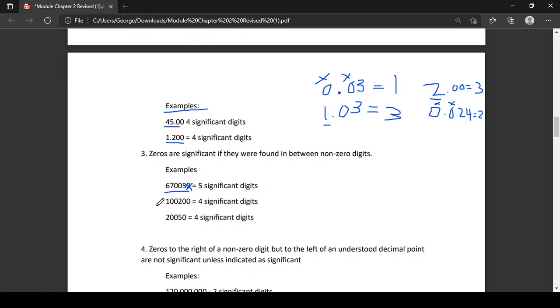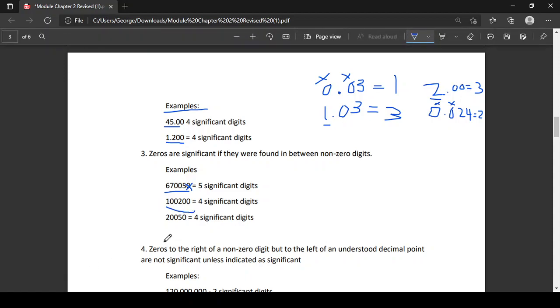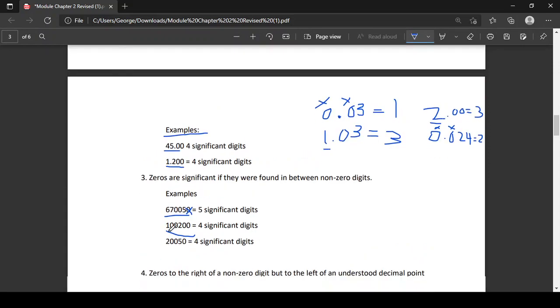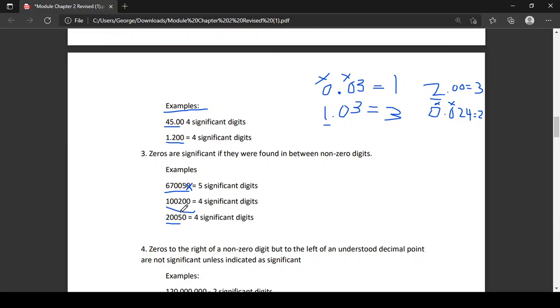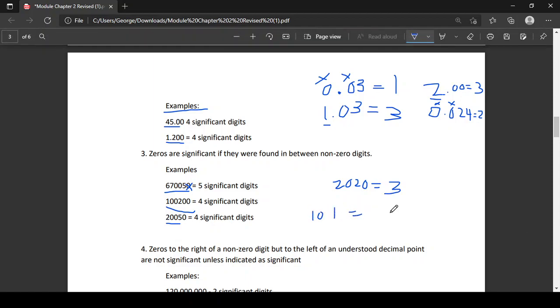Next, 100,200. 4 lang. Because ang dalawang zero lang ang napatungan, ang after sang 2 nga dalawang zero, wala. So may napatungan siya, correct? Yes, sir. Okay. So 2020, kids. Pila? 2003. 101. 3.